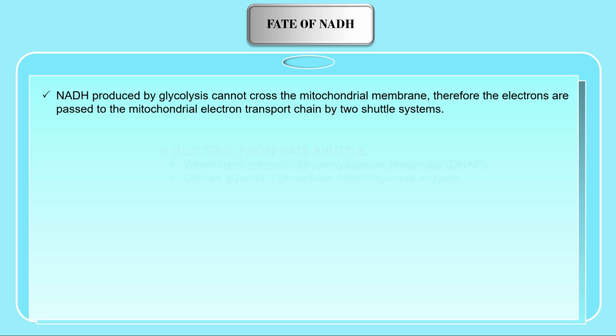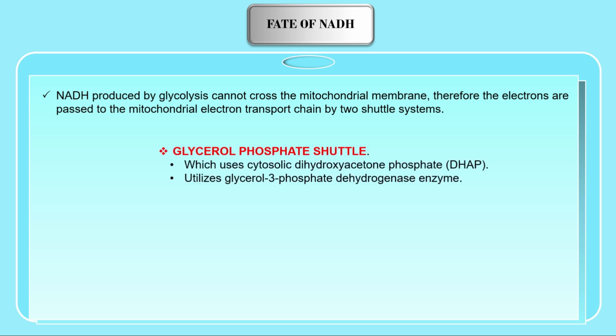One of these shuttle systems is the glycerophosphate shuttle. And in this case, we use DHAP in the cytoplasm, and then we form what we call glycerol 3-phosphate. This glycerol 3-phosphate is the reducing equivalent. Now, in this particular reaction, we use an enzyme called glycerol 3-phosphate dehydrogenase enzyme.